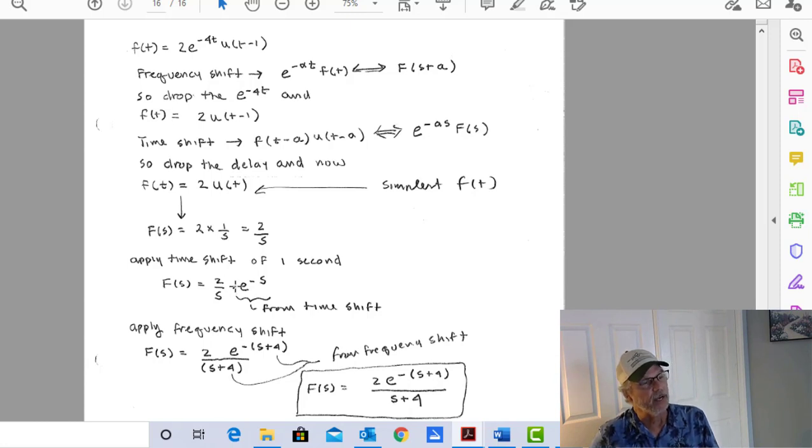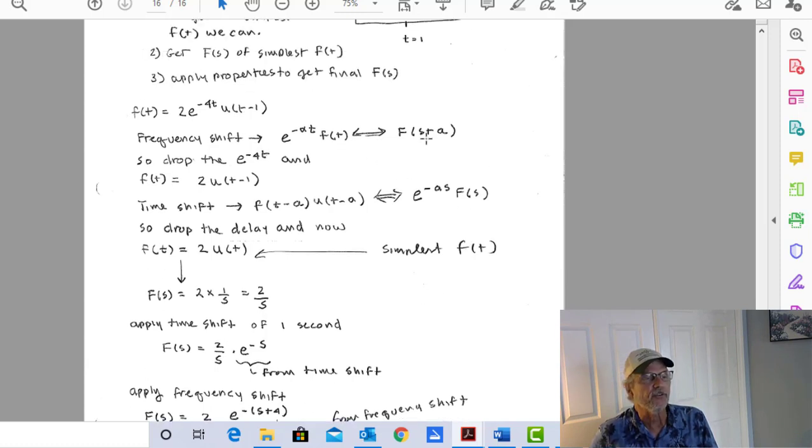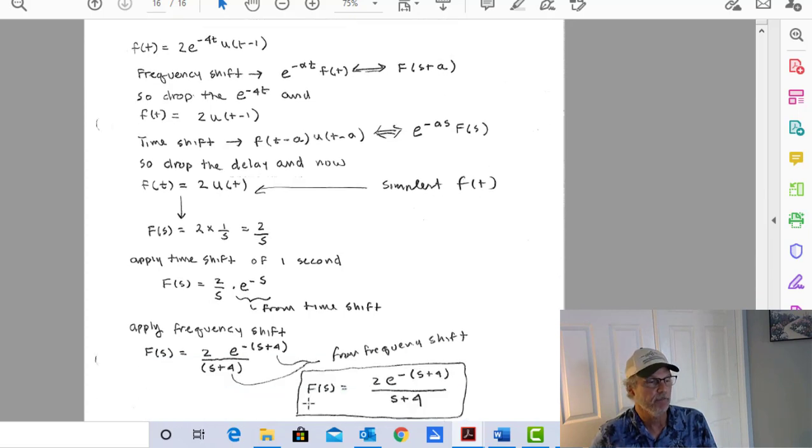Let's keep going. Now I have to apply the results of the frequency shift that I did up here. What I'm going to do there is just change my Laplace transform. Wherever I see an s, I change it to an s plus a. So 2 over s plus 4, e to the minus s plus 4. And here is my Laplace transform of the function that I started with.